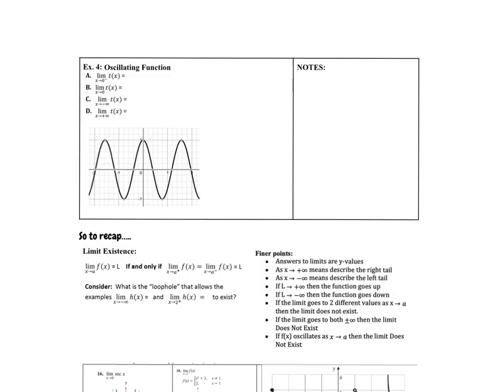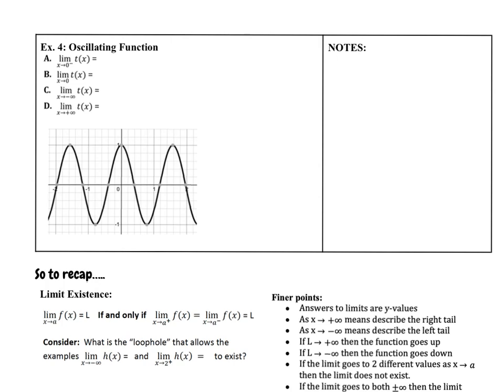All right, last example. We have this oscillating function. So we want the limit for the first part as x approaches 0 from the left. So we're coming in this direction. And it appears that t of x equals 1. Then it asks us for the limit as x approaches 0. So we need to check from the right. As we approach from the right, t of x is also approaching 1. So the limit as x approaches 0 is 1.